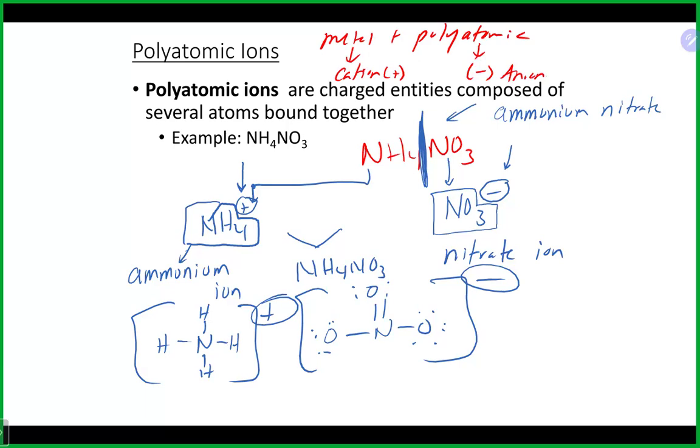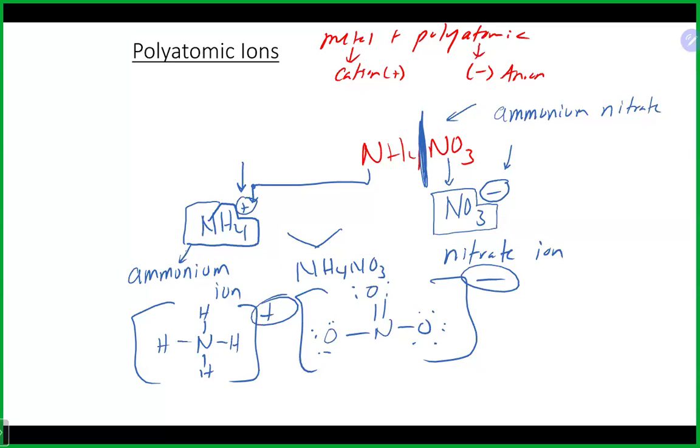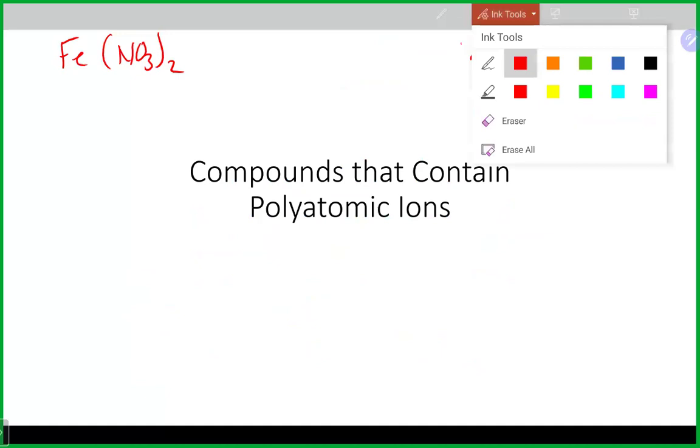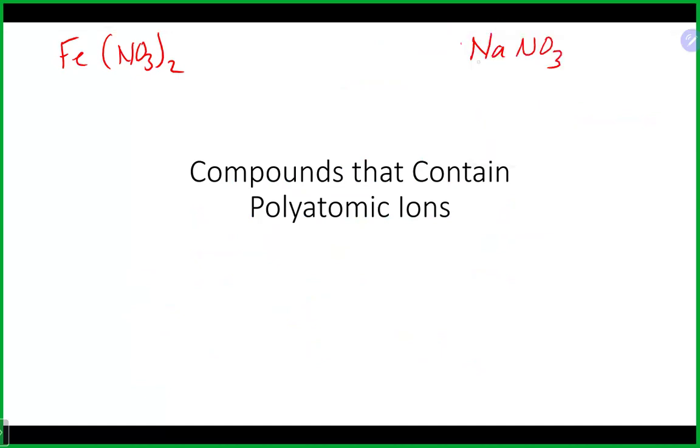And because they typically will hook up with a metal, what that means is same rules apply. The metal is always the most important thing. So, for example, if we take a look at Fe(NO3)2 and maybe NaNO3, we'll take a look at that. So when we look at each of these here, what we end up with is, in both cases, a metal and a polyatomic ion. We'll start over here on the right.